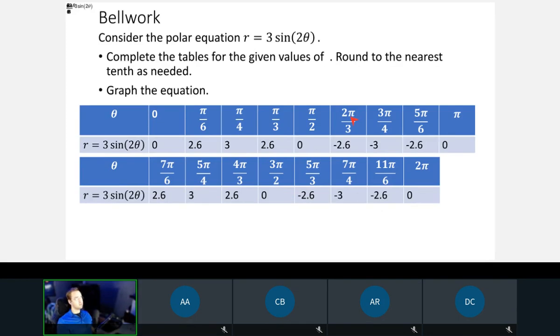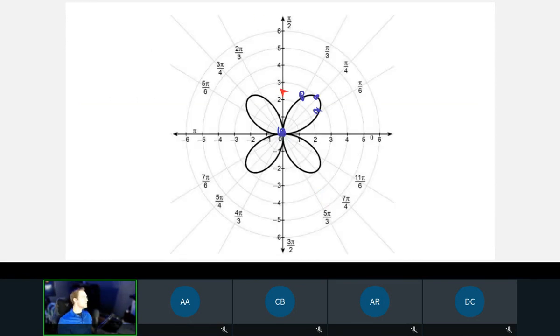Okay, so here's another one. 2 pi over 3 is the angle, and then negative 2.6 is the radius. This is what I was talking about. So 2 pi over 3 is here. Now 2.6 would be here. However, because it is negative, you have to rotate 180 degrees, or just basically follow this diagonal down to this one. So that would be the coordinate for 2 pi over 3, comma, negative 2.6.